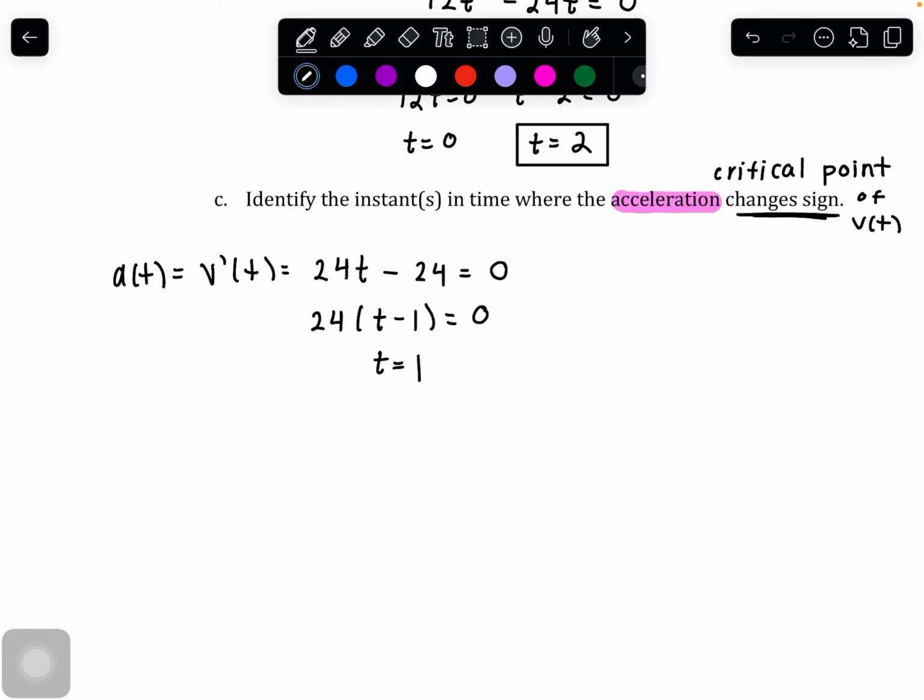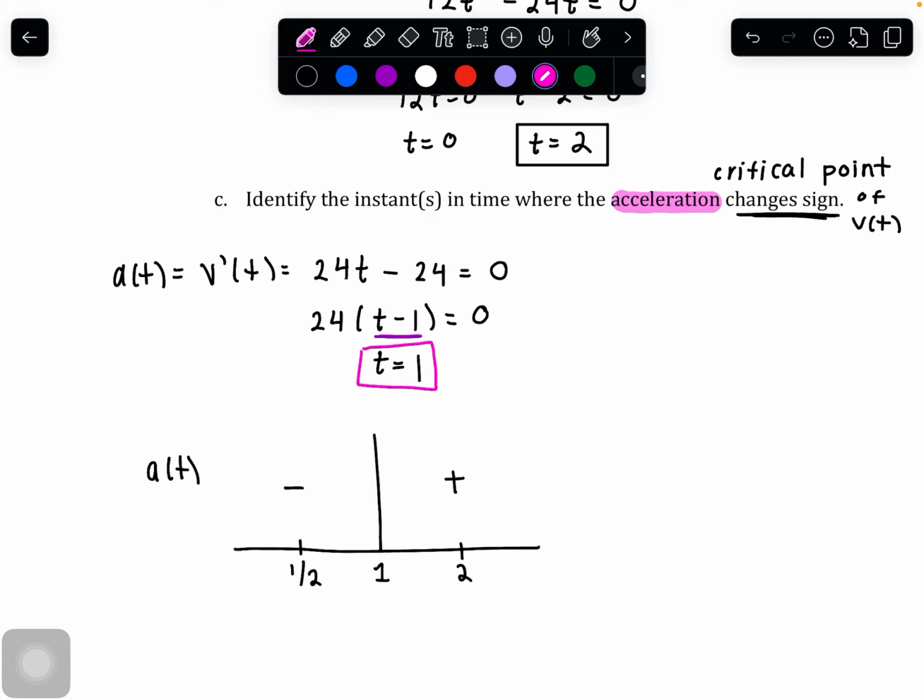Let's confirm this is true. Let's see what's happening before 1, and let's see what's happening after 1. Let's try 1/2 and 2, and let's plug into our acceleration. I plug 1/2 into here, I'm going to be negative. I plug 2 into there, I'm going to be positive. So it looks like acceleration is in fact changing sign when t is equal to 1, because that is when the acceleration is equal to 0.